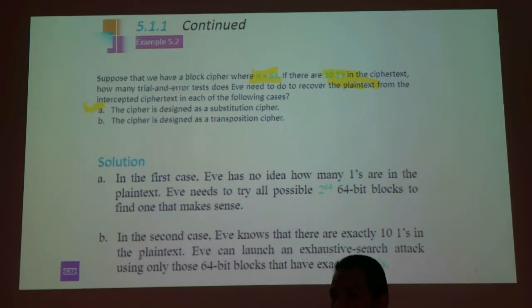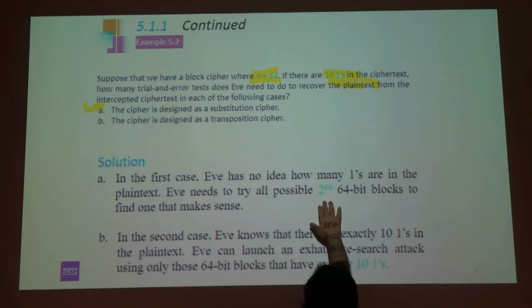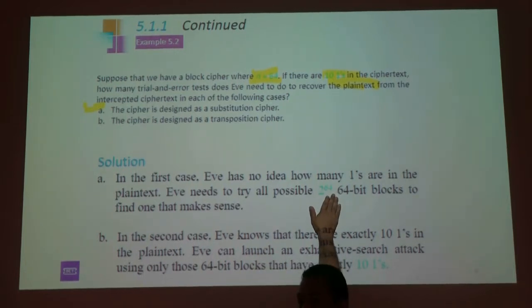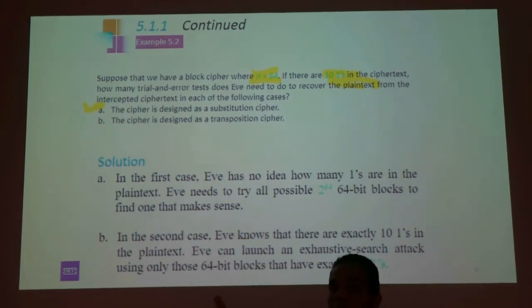2 to the power 64, right? So how many times do you have to try to get the right packet, the right text? 2 to the power 64. You have a 3-bit block. How many options do you have?